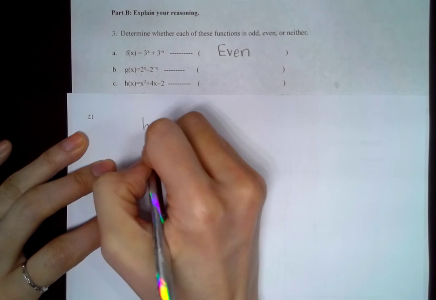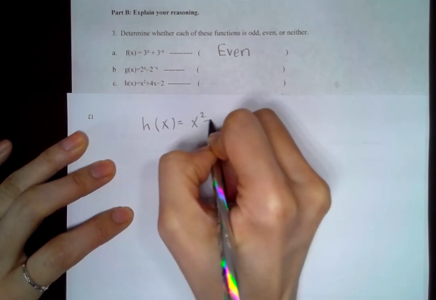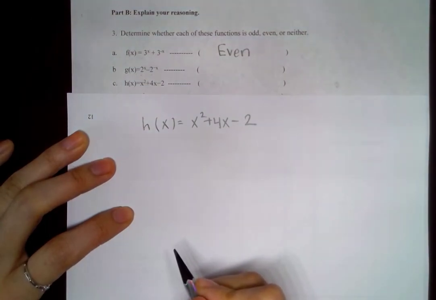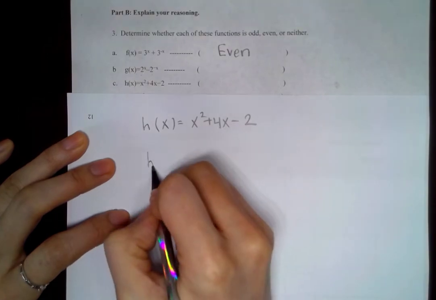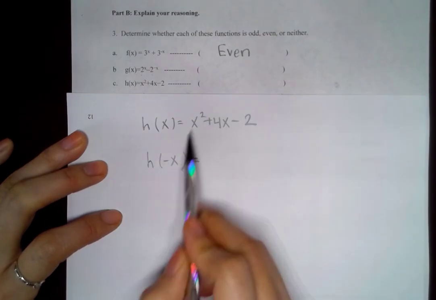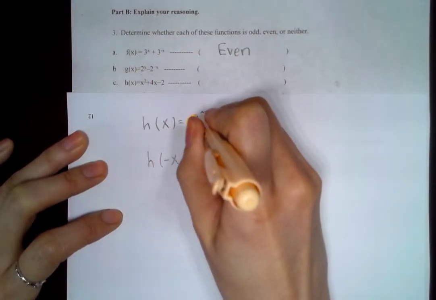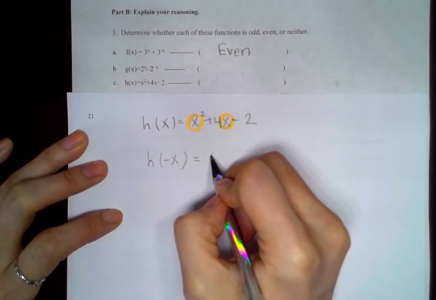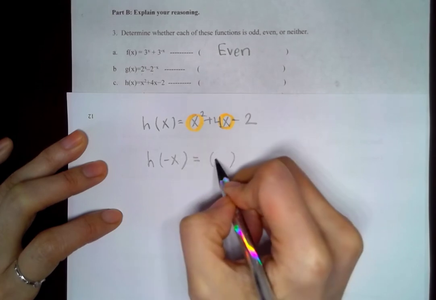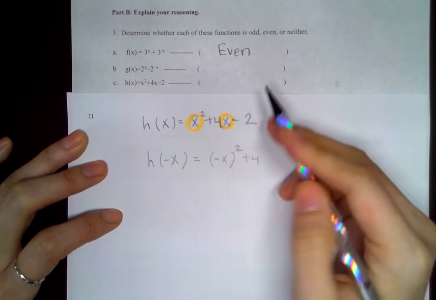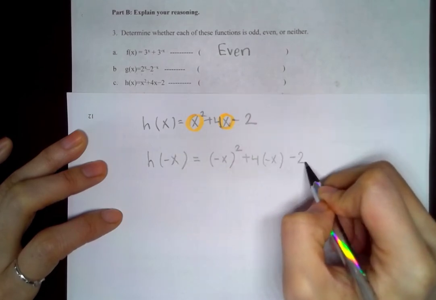So my h of x, I'm gonna rewrite it one more time. And then what do we do? We put negative x into x. So h of negative x. Alright, you put h of negative x. So substituting means all the x you see. So my x is here, here, and here. And you know when you substitute, you need parentheses, right? So parentheses, instead of x, I put negative x squared. And here plus 4. Instead of x, you put negative x minus 2.